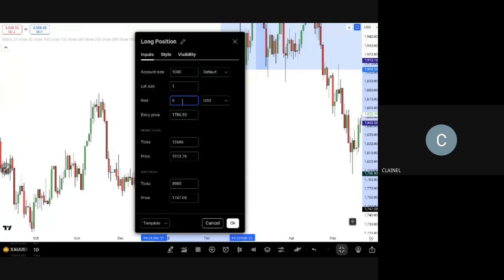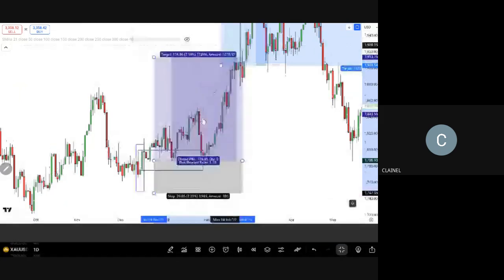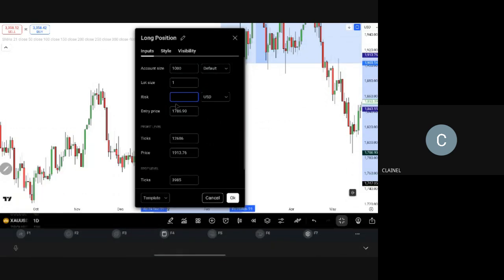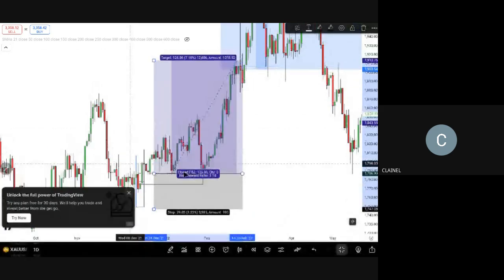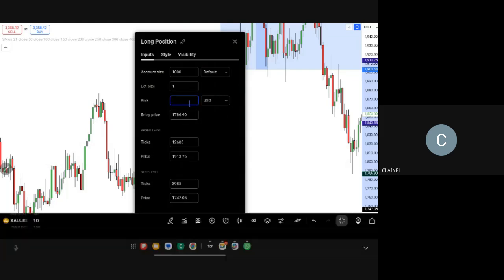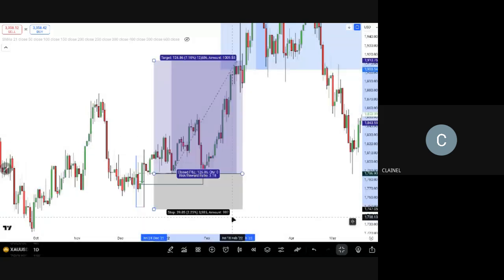So now you want to risk, let's say $3. Let me show you how to do this. You come here, you double tap your position tool, you put in the amount you want to risk. Let's say $3 in this case. You confirm that, you see the quantity. Oh yeah, that's for crypto actually.